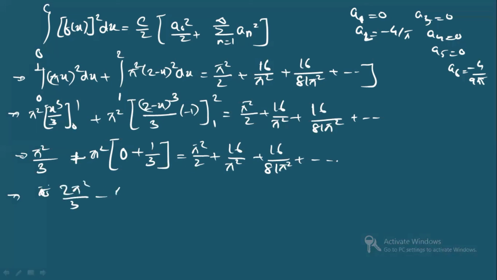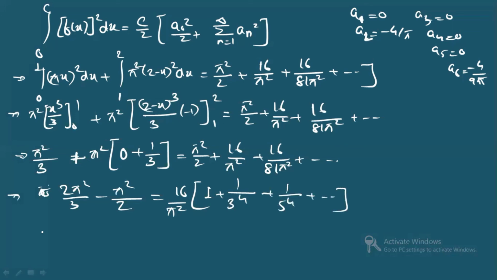Bring this pi square by 2 to the left hand side, so it becomes minus pi square by 2. If you take 16 common, and also pi square common, you can write it as 16 by pi square times 1 plus 1 by 3 to the power 4, similarly 5 to the power 4 and so on. So here, if you do it, the LCM will be 6, right? So 4 minus 3 is 1. You will get only pi square.